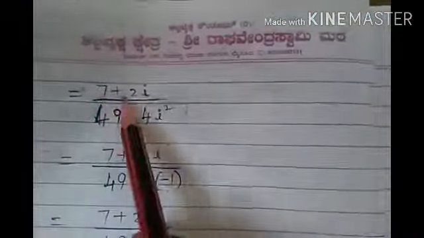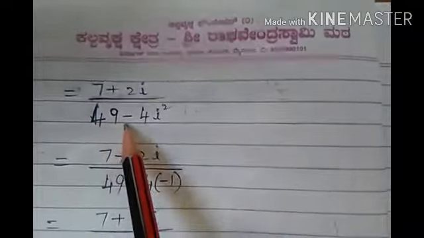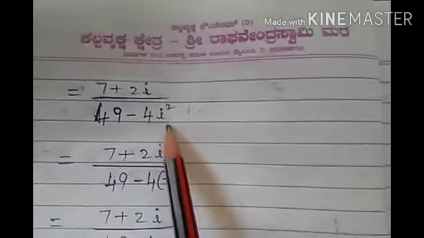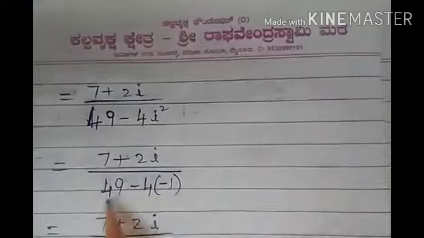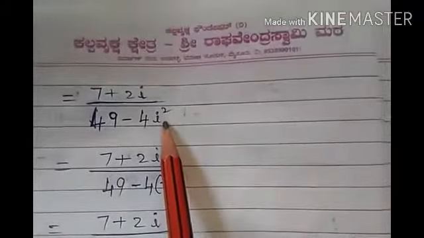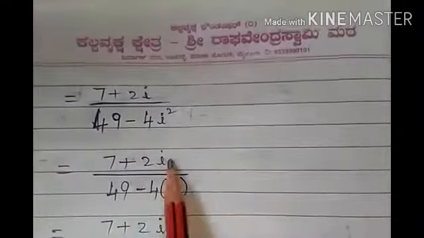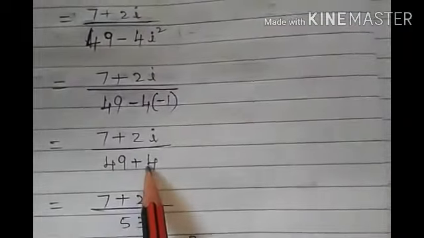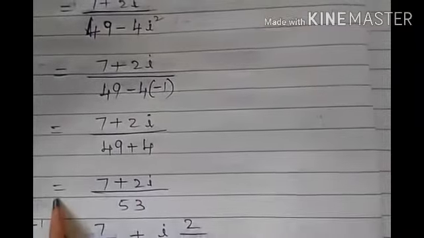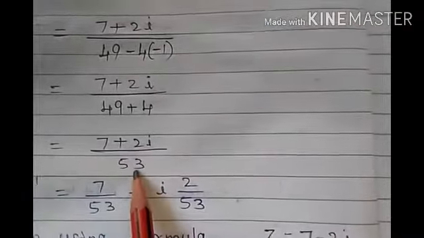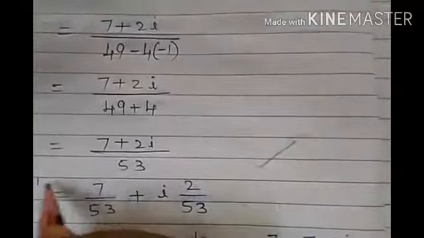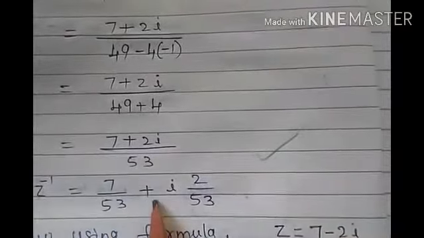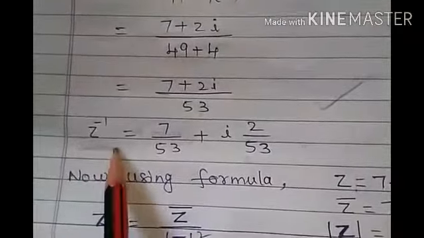That implies 7 plus 2i by 7 square, which gives 49, minus 2i whole square, which gives 4i square. That is equal to 7 plus 2i by 49 minus 4 into minus 1. I square value is minus 1, so it is 7 plus 2i by 49 plus 4, which is 7 plus 2i by 53. That means Z inverse is equal to 7 by 53 plus i into 2 by 53. It is the multiplicative inverse of Z.